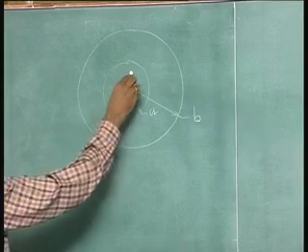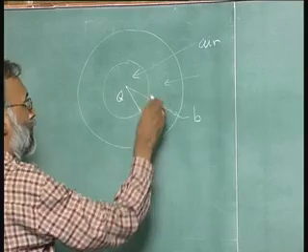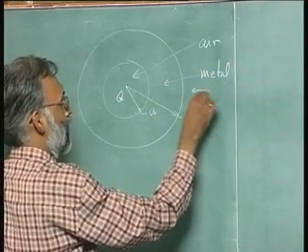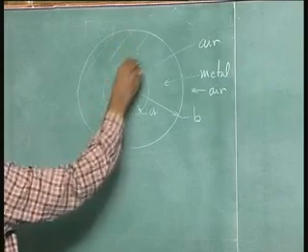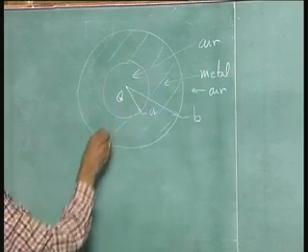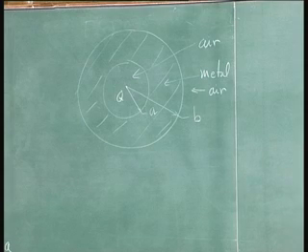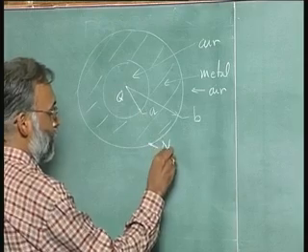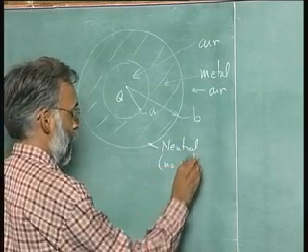So, this region is air, this region is metal, and this region is air. So, the metal is in between two regions of air. Furthermore, the metal region is neutral, that is no net charge.